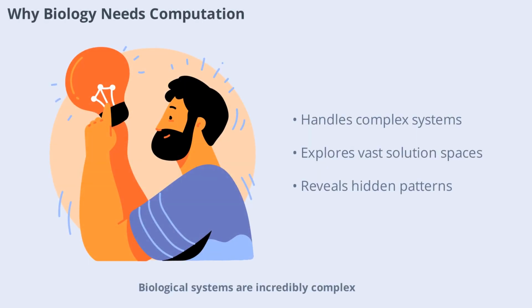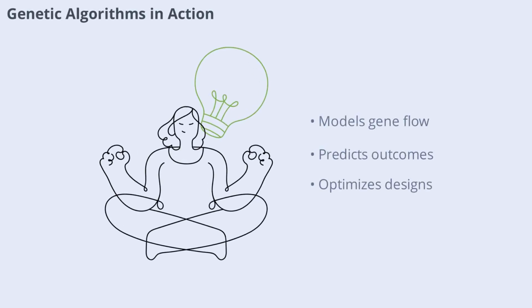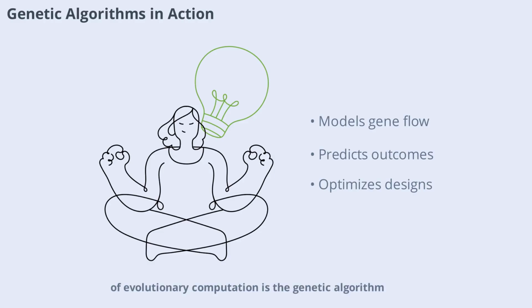Biological systems are incredibly complex, with countless variables interacting in unpredictable ways. Traditional analytical methods often fall short when trying to model such complexity. Evolutionary computation provides a powerful alternative. By simulating evolution, researchers can explore vast solution spaces and uncover patterns that would otherwise remain hidden. This computational approach is especially valuable in fields like genetics, ecology, and evolutionary biology, where understanding adaptation and diversity is crucial.